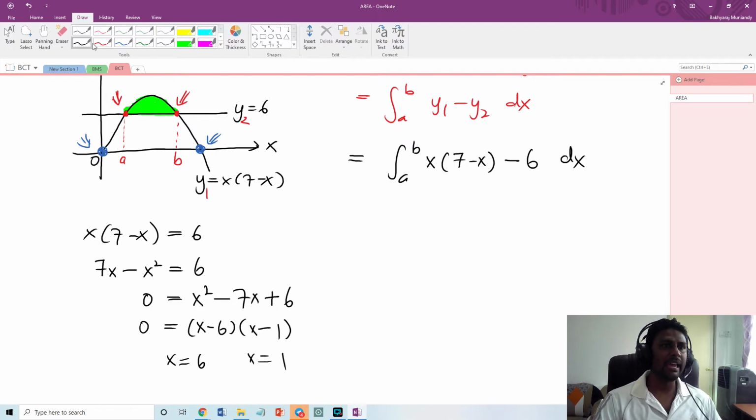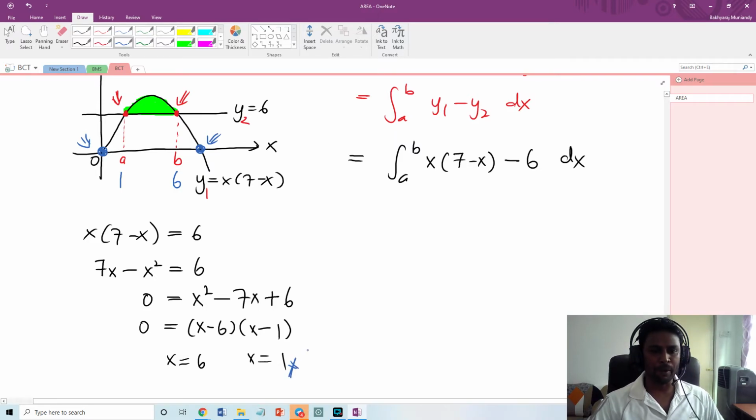So what is our A? What is our A? Apa jawapan A? Yeah, correct. A is 1. And what about B? Yeah, correct. B is 6. Okay, since our A is 1, okay, how I get 1? Because the root, I mean, sorry, not the root, our interception point, we get 1 and 6. So 1 and 6, I will substitute here. So this is our 1, this is our 6.